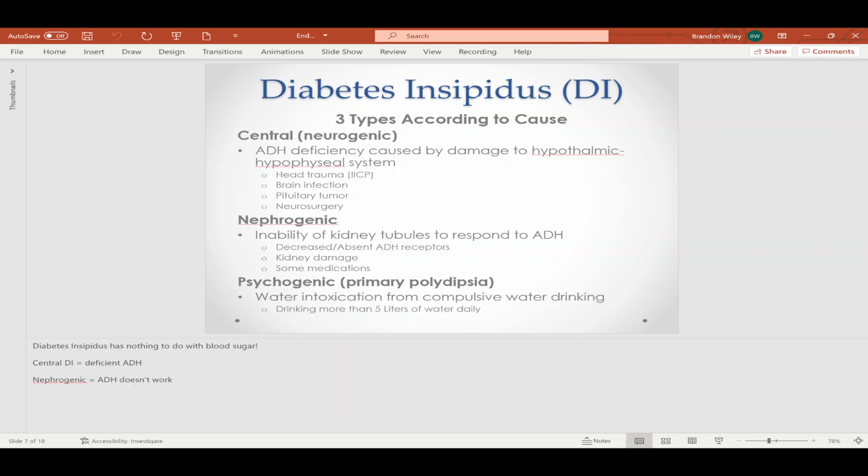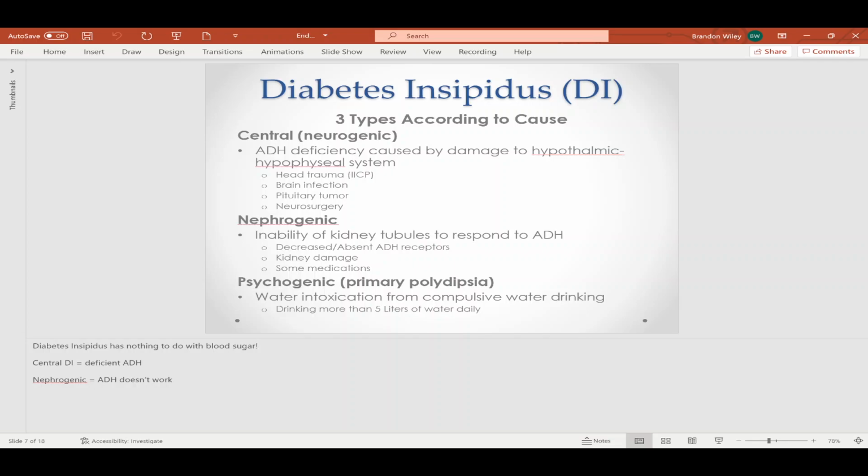Nephrogenic, so this is your inability of your kidney tubules to respond to ADH. So you have ADH, your kidneys just aren't responding to it. So you have decreased or absent ADH receptors, kidney damage, some medications. What medications do you think can cause this? So antibiotics, so your tetracycline type medications are very potent to the kidneys and can cause this. So you have plenty of ADH circulating, but your kidneys, remember I told you how the kidneys work by the renal tubules, they're just not able to excrete it.